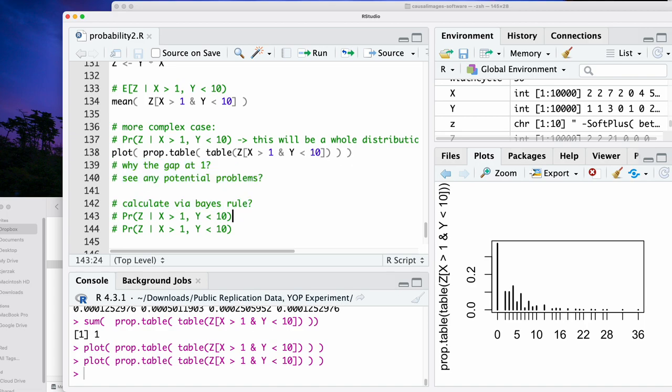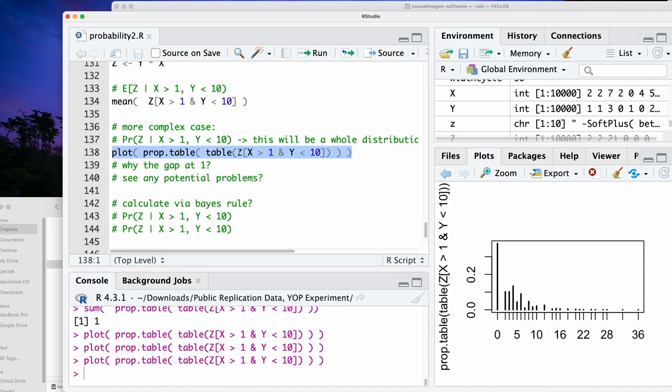We could also use Bayes' rule to calculate this, but in this case we didn't need to, because we had access to all of the different distributions. We had access to the x, the y, and the z. This is known as the conditional distribution. We had draws from that conditional distribution, and because we had draws from it, we were able to calculate it using the tabulation approach.